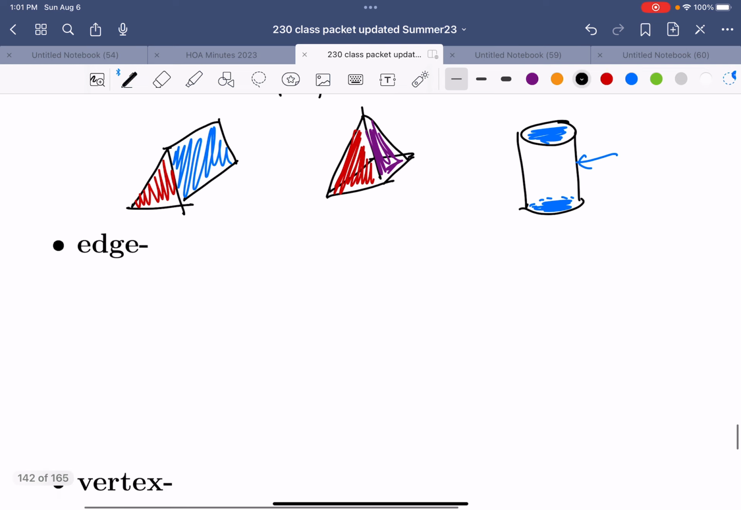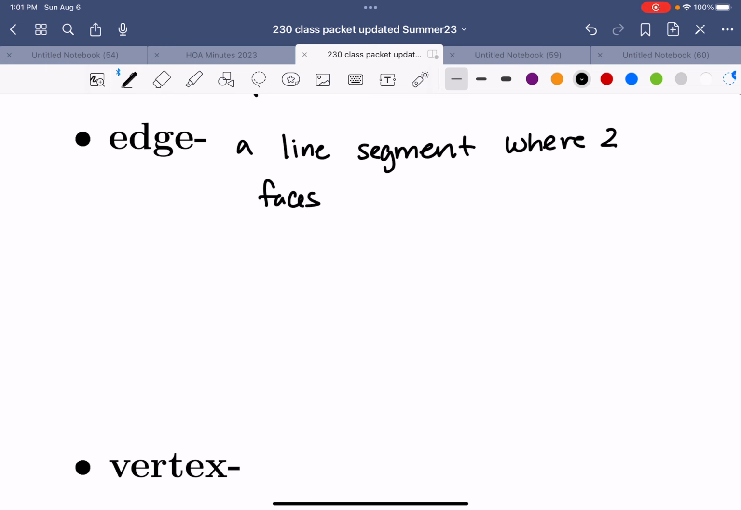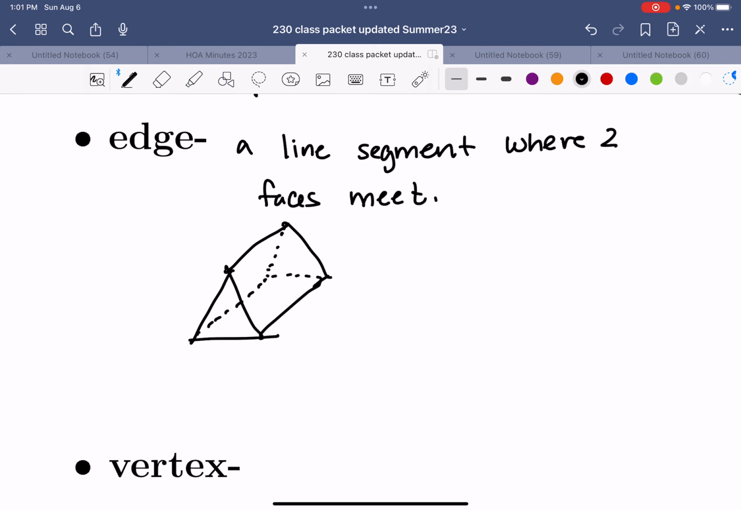Edges, then, on our polyhedrons or solids, this is a line segment where two faces meet. So if I'm drawing my shape, then every line that I draw is an edge, right? So if that's my triangular prism, each of these lines is an edge, right? It's where two of the faces meet.